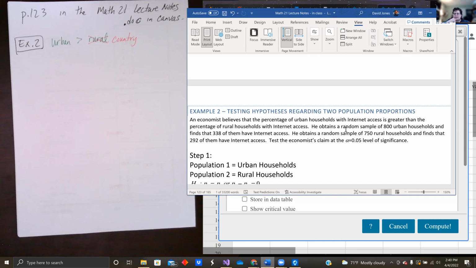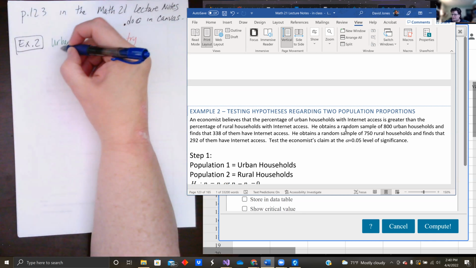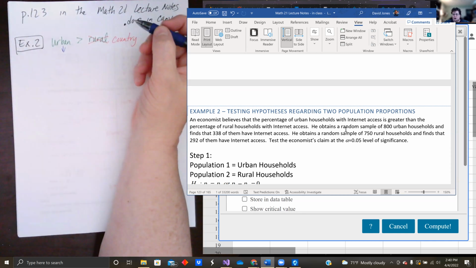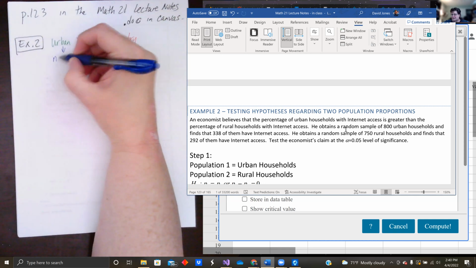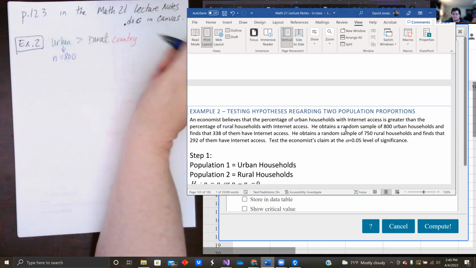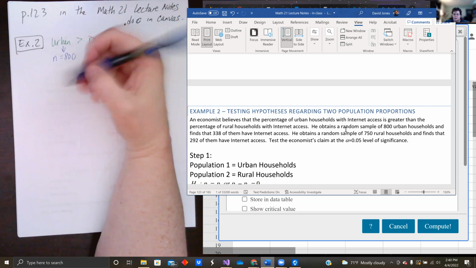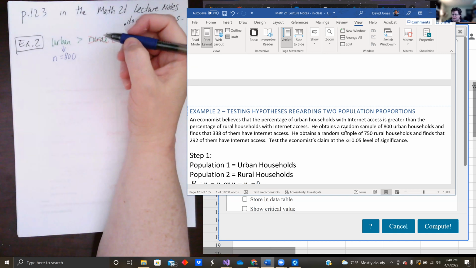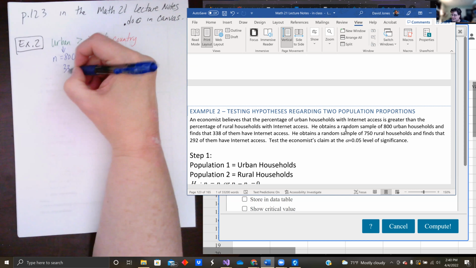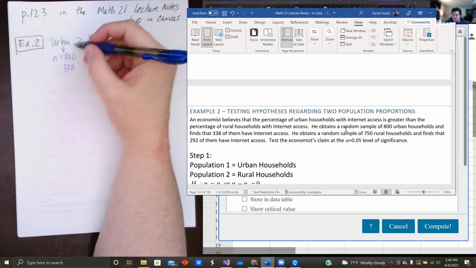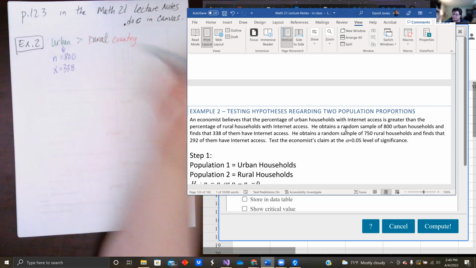And then it starts giving me stuff. So let's just start writing down what we got. It says he obtains a random sample of 800 urban. So let me start writing down the urban data. We have n is 800. That's our sample size. And 338 have access. Since we're doing a proportion, that's probably our x.